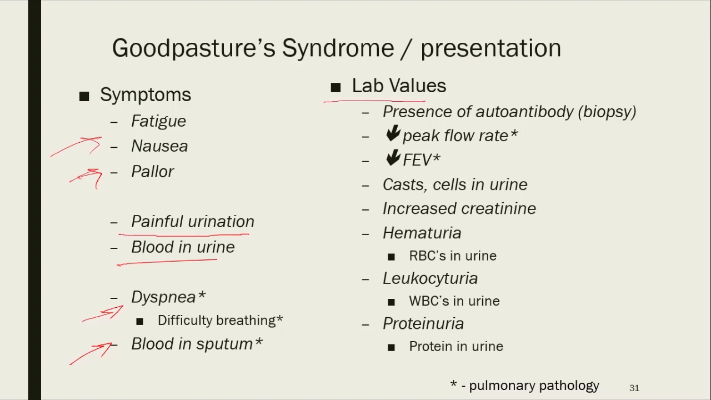In terms of lab values, these lab values here I bracketed are related to lung functions, and the lower brackets are related to seeing different types of blood cells in the urine, and also decreased kidney function: increased creatinine, decreased creatinine clearance.